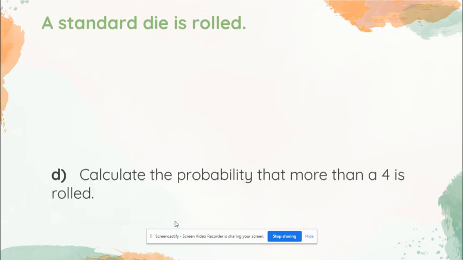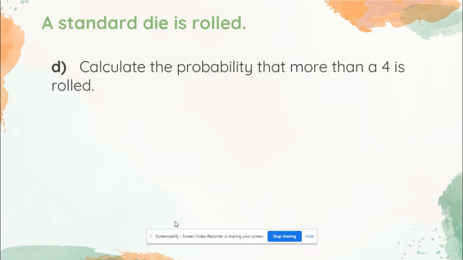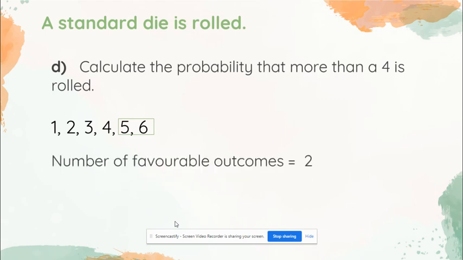Let's look at another one. Calculate the probability that more than a 4 is rolled. So that would be 5 and 6. So how many of those possible outcomes? There's 2 of them. And how many altogether? 6. So you're going to go 2 over 6, and then you're going to bring that down to the lowest, which is 1 over 3. Always bring it down to the lowest.